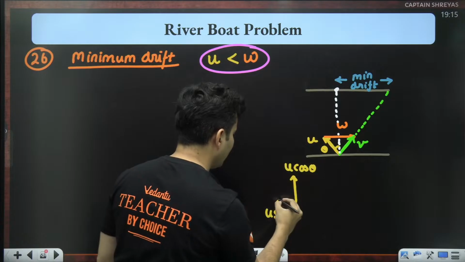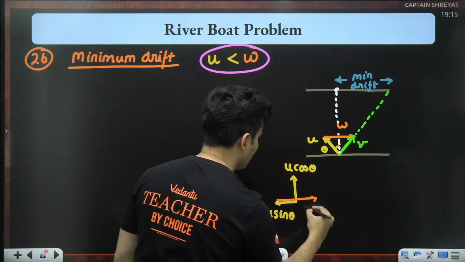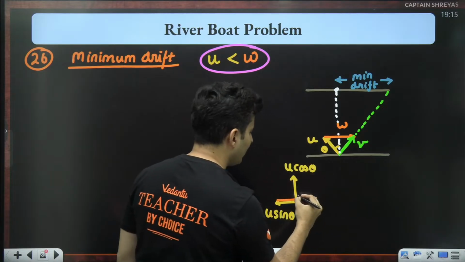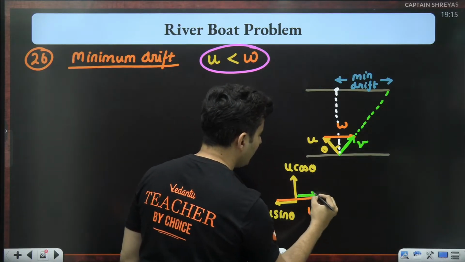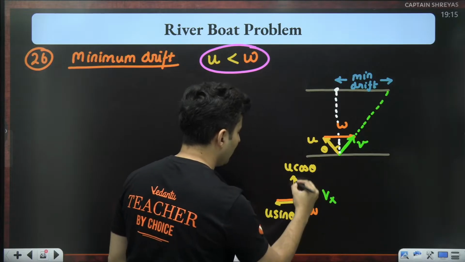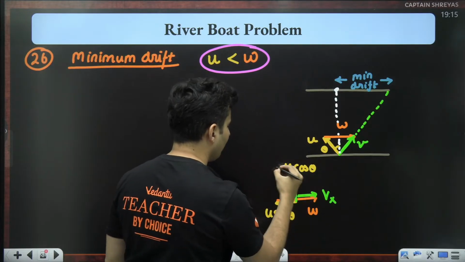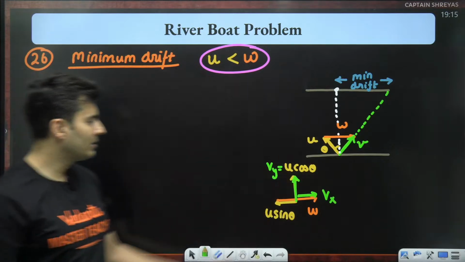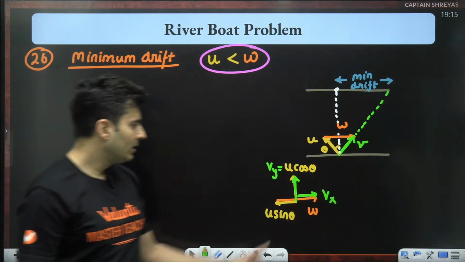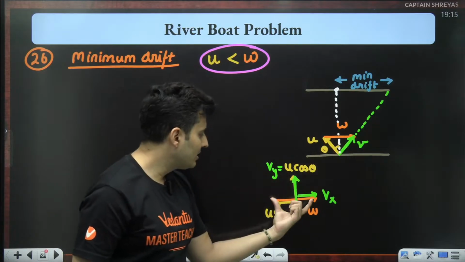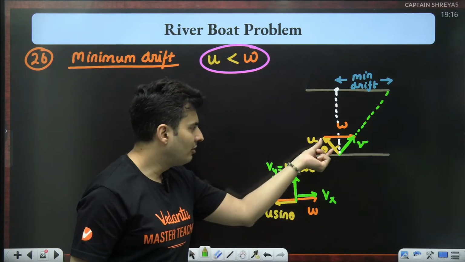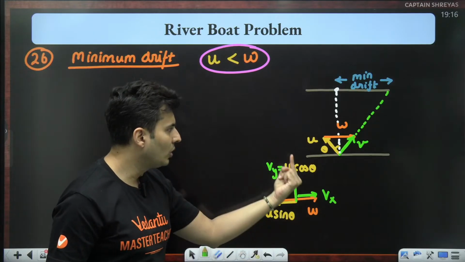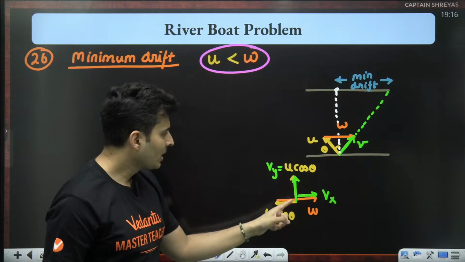The river velocity will be much higher than that. So w will be here and the resultant will be like this. So you will have some X component and also some Y component. This is how the diagram will look. The river velocity is much larger than the velocity of the swimmer, so you will have two components, u sine theta here and u cos theta on the vertical side.